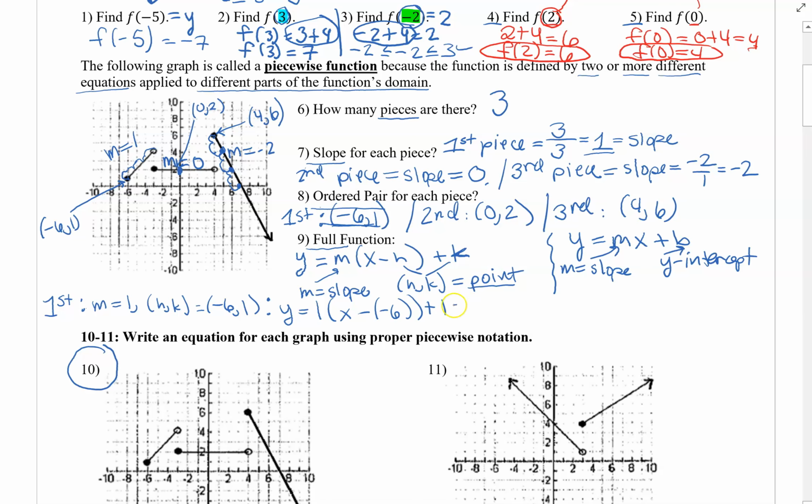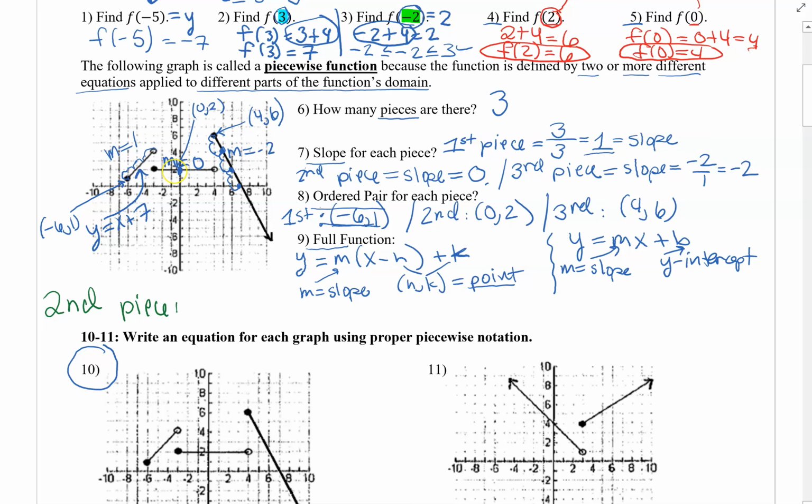So when I simplify that a little bit, I get y equals x plus 6. And since that was just a 1 right there, I don't really need these parentheses. And then I have to add 1, so then I get this: y is equal to x plus 7. That's the equation for this first piece right here. So I'm going to write that down here: y equals x plus 7. And then I'm going to erase that right now to find the equation for our second and third piece.